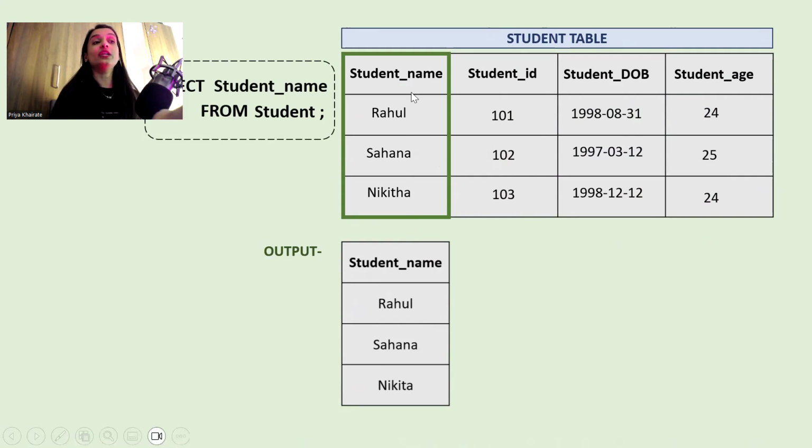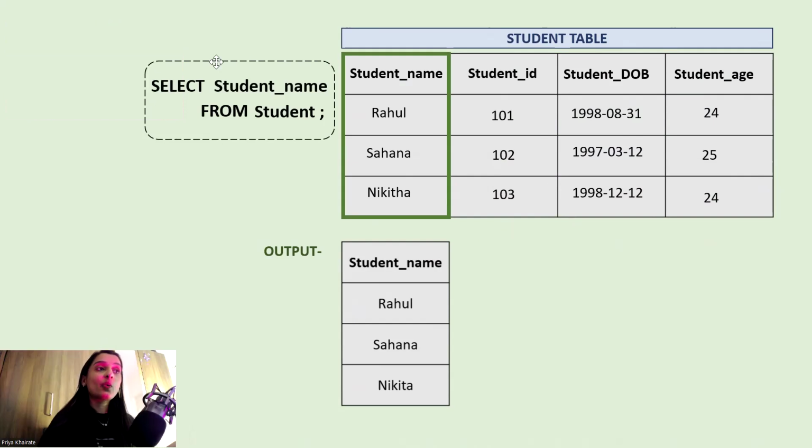So what have we filtered? We have filtered the columns. All columns we don't have in the output, but all rows we have in the output. So for the query, I'll just move the camera over here. Look here, everyone. The query in which we are selecting specific columns, that query is called a projection query.